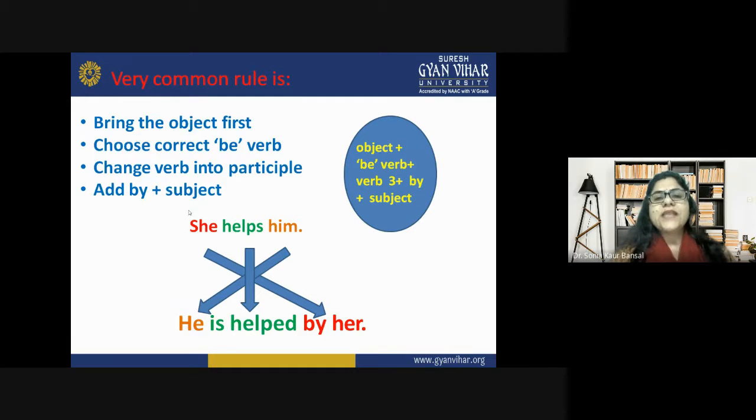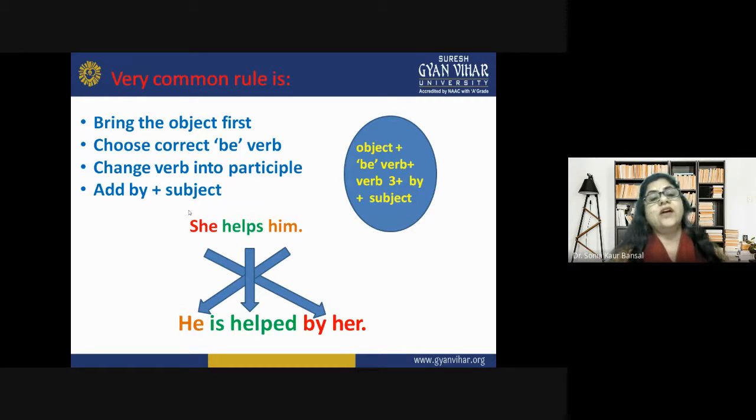Now students, let's focus on a very common rule. And what is the common rule here? Bring the object first. Choose the correct be verb. What I have defined to you, I'm just repeating so that your practice will be more and more enhanced. And if you're doing it with me, then definitely your practice will be up to the mark. So bring the object first and choose the correct be verb, that is dependent on the tense form of the verb, how it is used. Then change the verb into participle, add by plus subject. So object plus be plus verb's third form plus by subject.